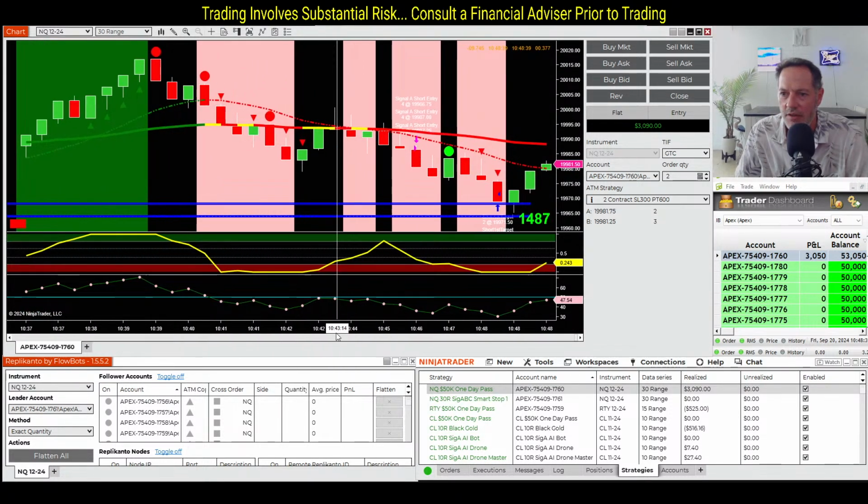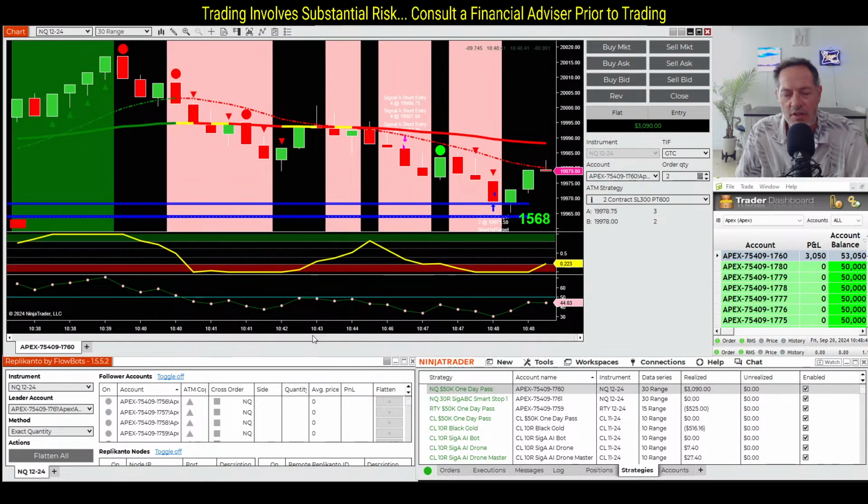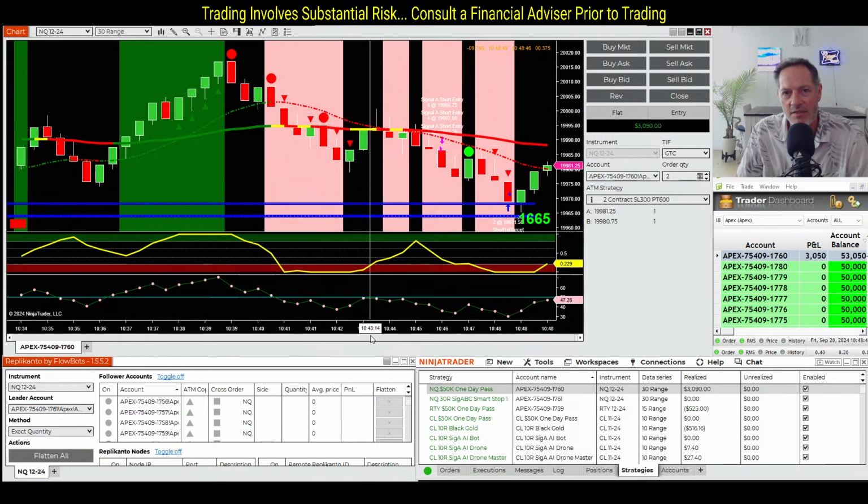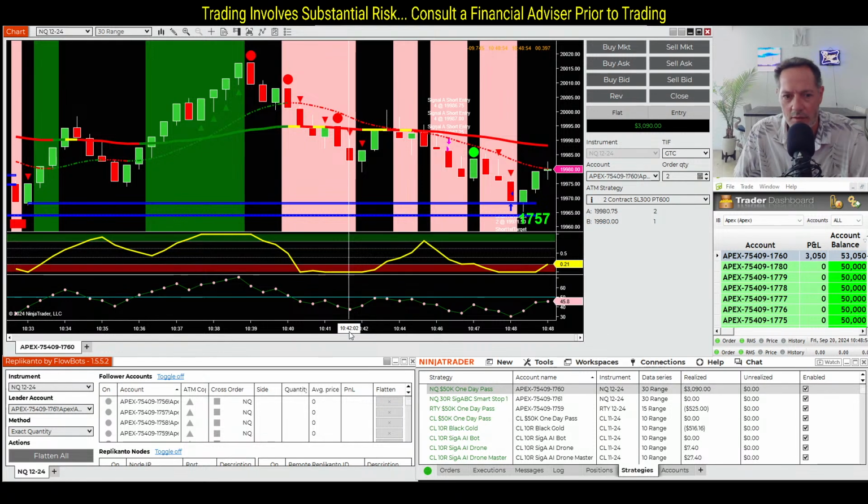So that strategy right there is our NQ $50,000 one-day pass. Again, the prime time, the optimized time starts at 11:30. So typically yours won't even be trading right now if you own our system. It'll trade at 11:30. It's been hot this week.